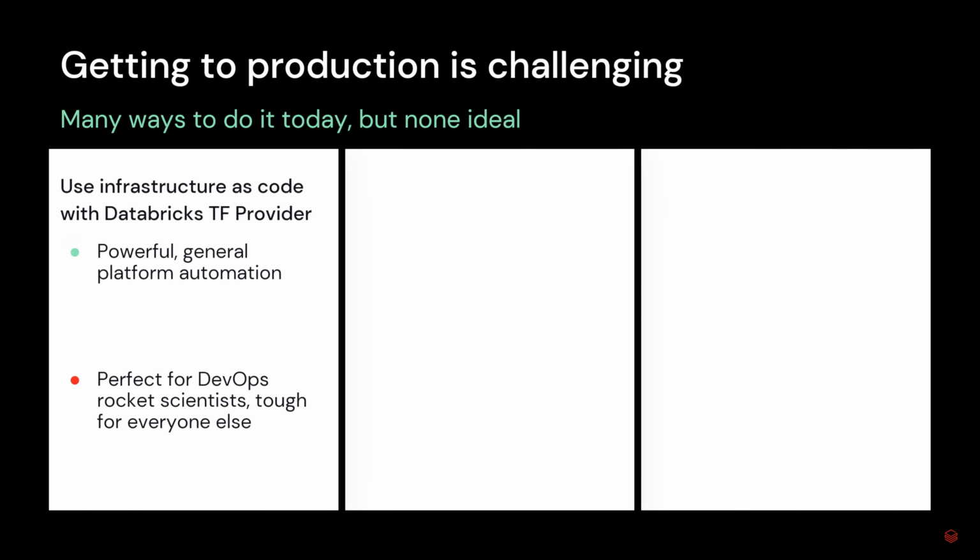So when it comes to getting to production, it can be a challenge. It's certainly something you want to automate and have reproducible, especially if you're going to have a dev, test, and prod environment, which is the recommendation. So Terraform, the provider, doing that for infrastructure as code is a best practice. That is what I would recommend for the workspace and the networking.